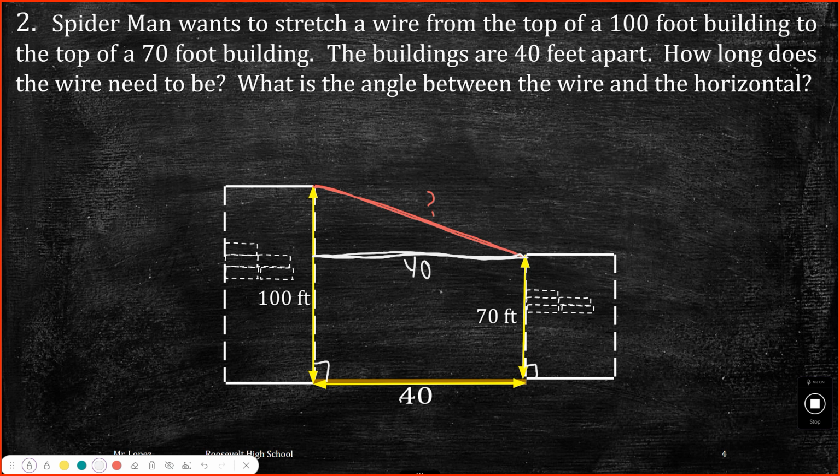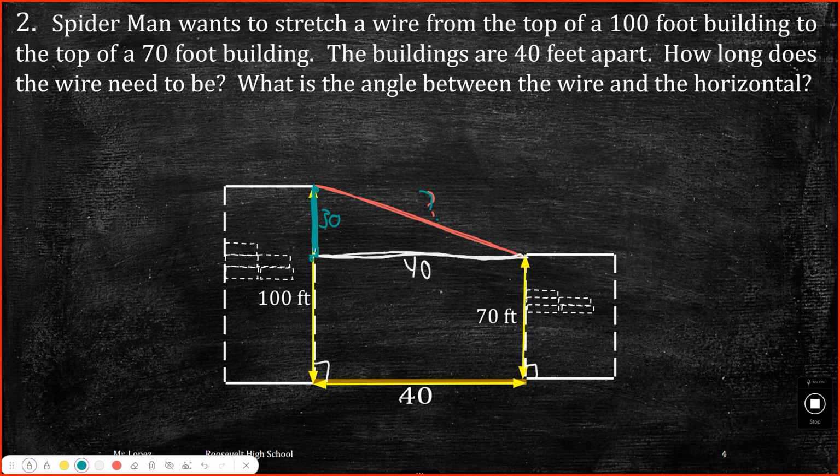Yes. Then what is this? How long is this? 30. Because if this is 70, this is all the way to here, 70 plus another, that'll be 100, another 30. So this is 30. So what is this? This is a 30, 40, 50. It's a 3, 4, 5 triangle. That's 50. That's it. The question, that was 50.